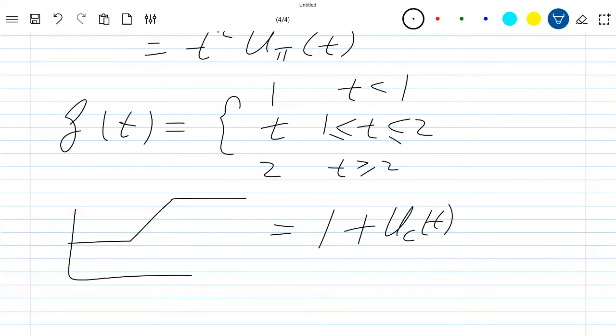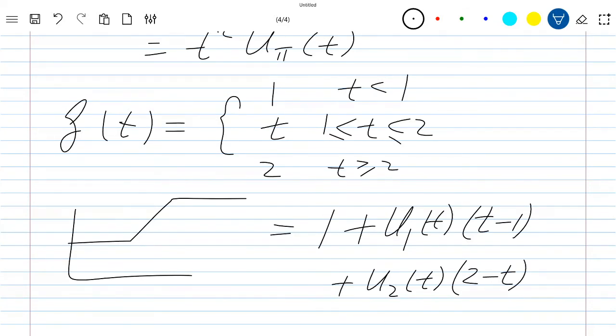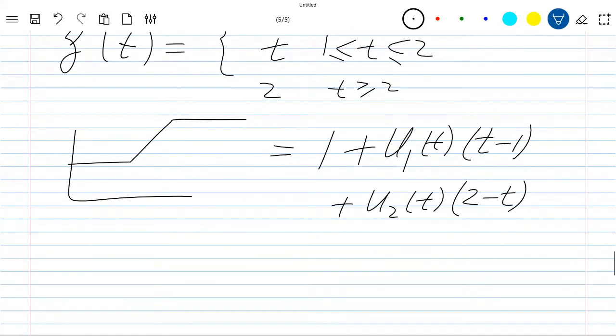Oh, sorry, the c is 1. Then you don't write down t, you write down t minus 1. Right? Then you add another jump at 2, and you don't write down 2, you write down 2 minus t. Okay, so that's your form of g in terms of step functions.